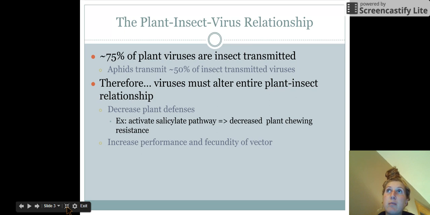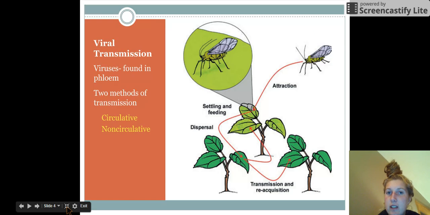They decrease plant defenses, such as they activate the salicylate pathway, which leads to decreased plant chewing resistance. And also they increase performance and fecundity of the vector. Basically, through decreasing plant defenses and increasing the performance and the fecundity of the vector, the vector does better on the plant, and then the vector is more able to transmit the virus.